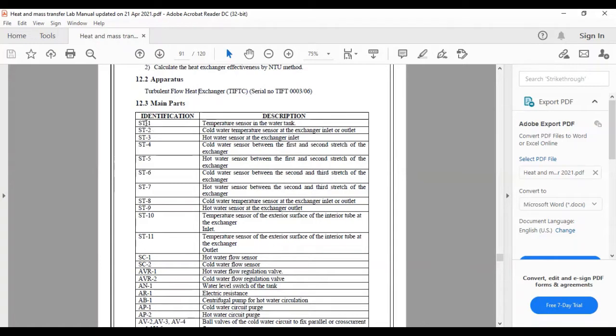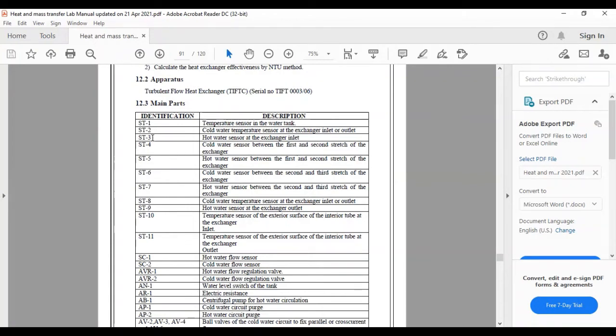So these are all the temperatures: ST1, 2, 3, 4, 5, and so on. This is ST11, and ST1 is the temperature sensor in the water tank. I will show you when we perform the experiment that it is a large tank in which we fill the water and heat that water, and that water tank is used to provide the supply of hot water. ST2 is the cold water temperature at the exchanger inlet or outlet.